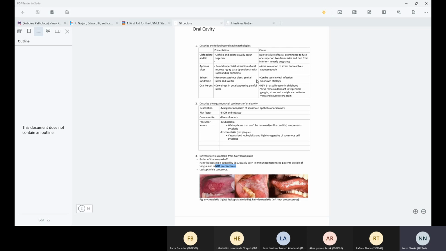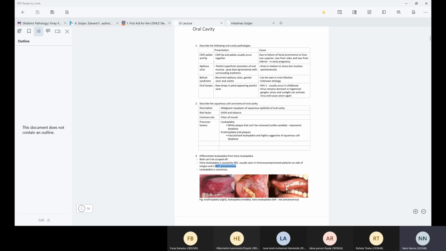Guys, we need to scrape the tongue. If you find a white plaque on the tongue, you need to scrape it away, and if this white plaque is easily removed, that means it is candida. But we have another case as well. For example, a white plaque you find on the lateral side of the tongue, like this. This is hairy leukoplakia. You need to differentiate hairy leukoplakia from candida or dysplasia.